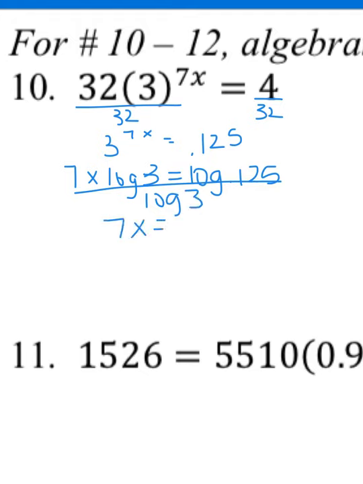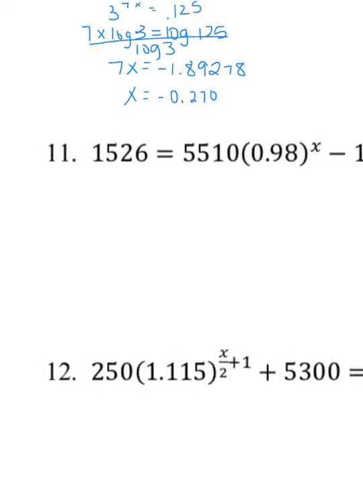7x is equal to, you write out 5 decimals, negative 1.89278. Okay, you keep that full number in your calculator though. Divide by 7. We wanted it to be rounded to the nearest thousandth, I believe, which would give me negative 0.270 for number 10. Number 11.